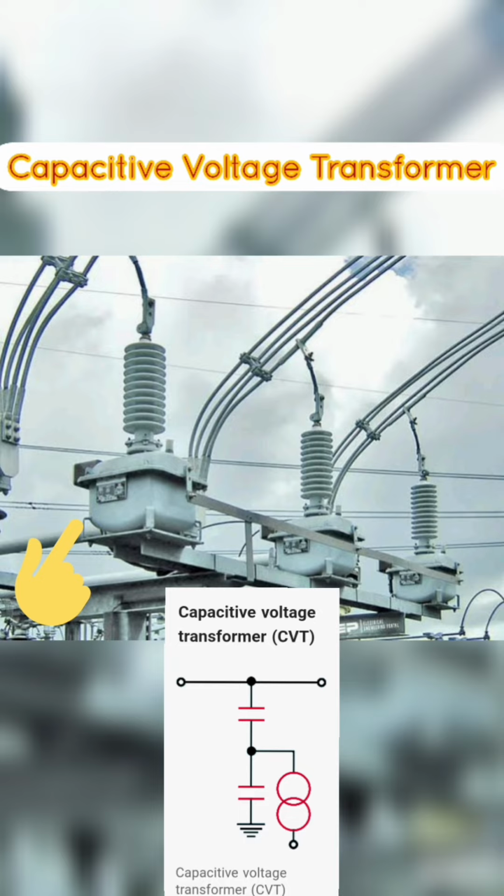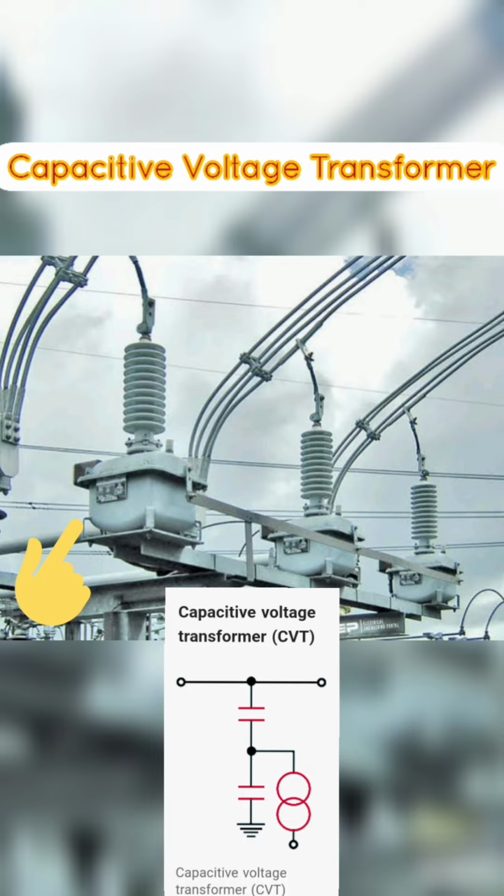The basic construction of a CVT includes a high-voltage capacitor, which forms the primary winding, and a low-voltage capacitor, which forms the secondary winding. The high-voltage capacitor is usually a single unit, while the low-voltage capacitor consists of several capacitors connected in series or parallel. CVTs are preferred over traditional voltage transformers because they provide a more accurate voltage measurement, especially under high transient conditions. They are also more compact, lighter in weight, and require less maintenance compared to conventional transformers.